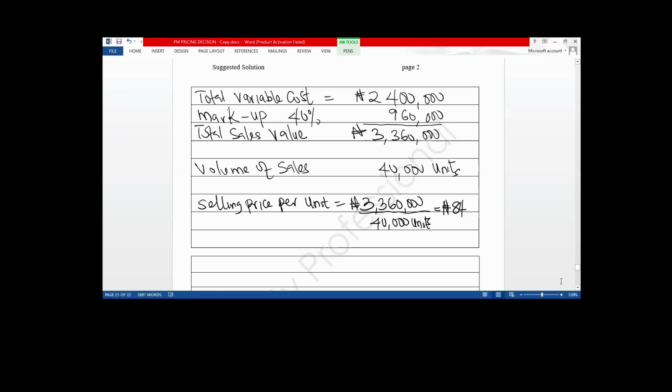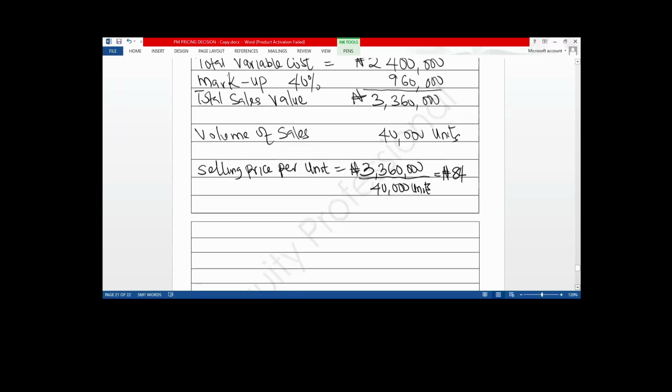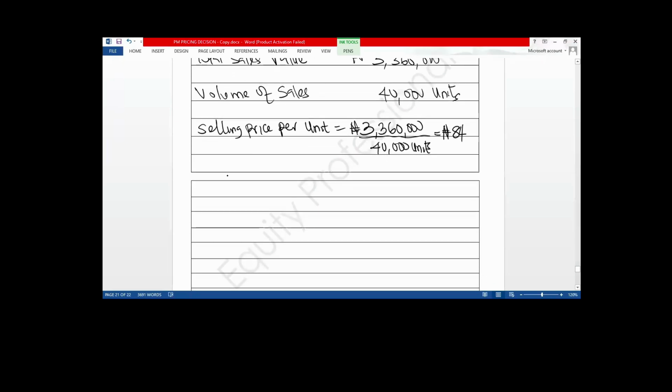Then number 3, B3. B3 says, calculate price if return on investment pricing is used.